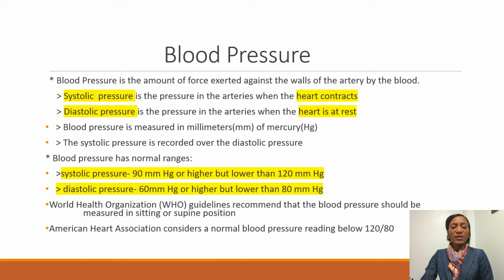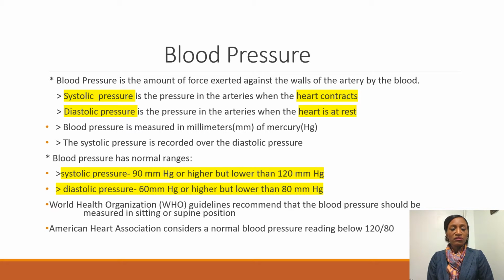Blood pressure. Blood pressure is the amount of force exerted against the walls of the artery by the blood. The systolic pressure is the pressure in the arteries when the heart contracts. The diastolic pressure is the pressure in the artery when the heart is at rest. Blood pressure is measured in millimeters of mercury, and the systolic pressure is recorded over the diastolic pressure. So that's how you record it: you record the systolic and then you record the diastolic under the systolic.